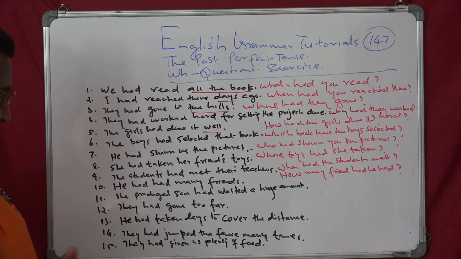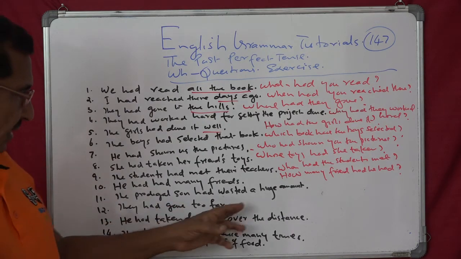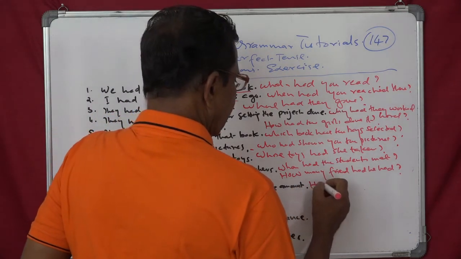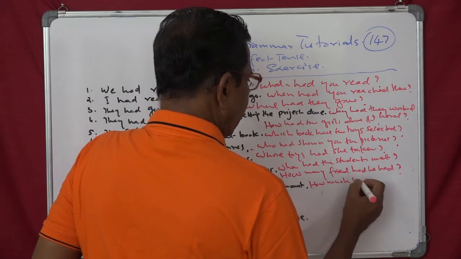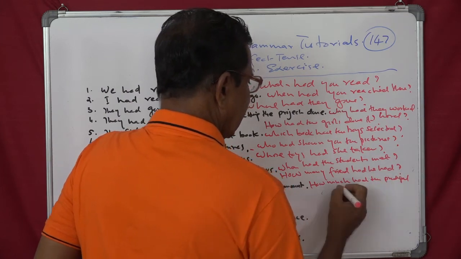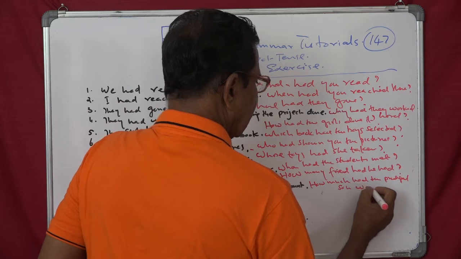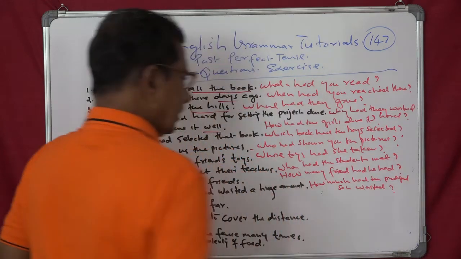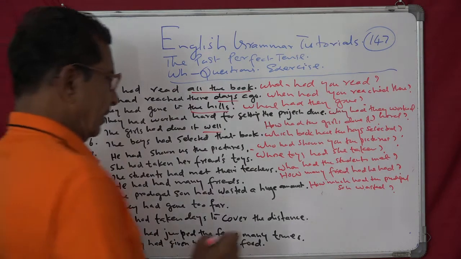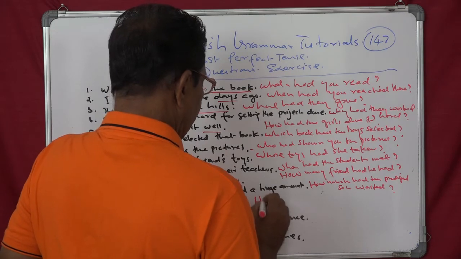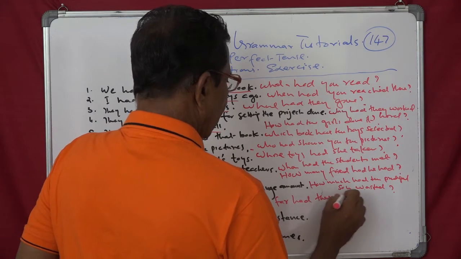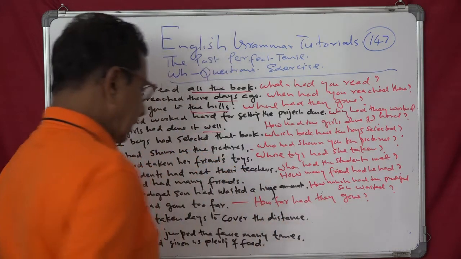Next, the prodigal son had wasted a huge amount. How much had the prodigal son wasted? How much had the prodigal son wasted? They had gone too far. How far had they gone? How far had they gone?